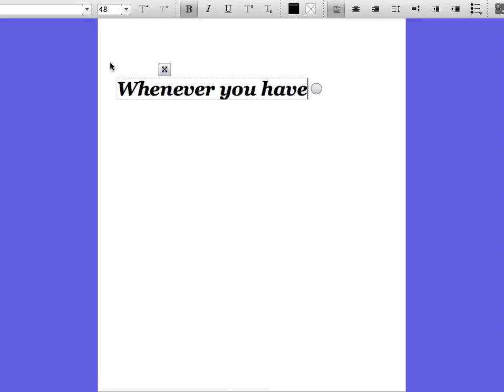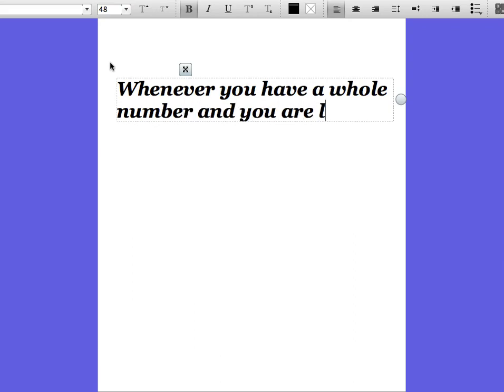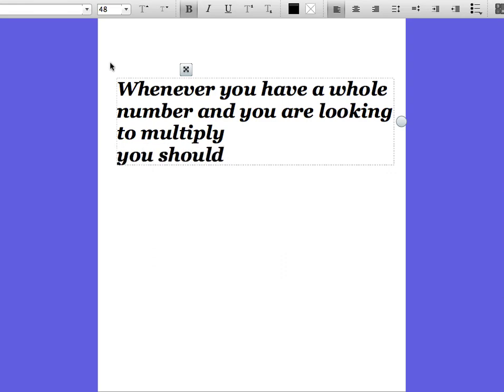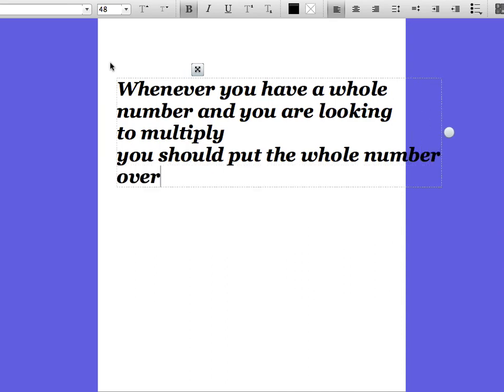That is all that your lesson is going to be on today. It was very short. The big thing is whenever you have a whole number and you are looking to multiply, you should put the whole number over 1. 1 should be the denominator.